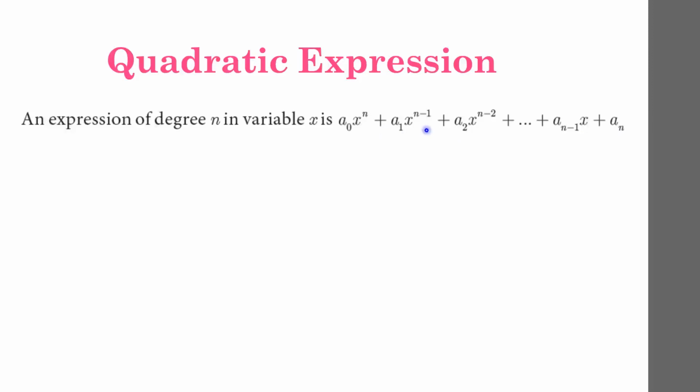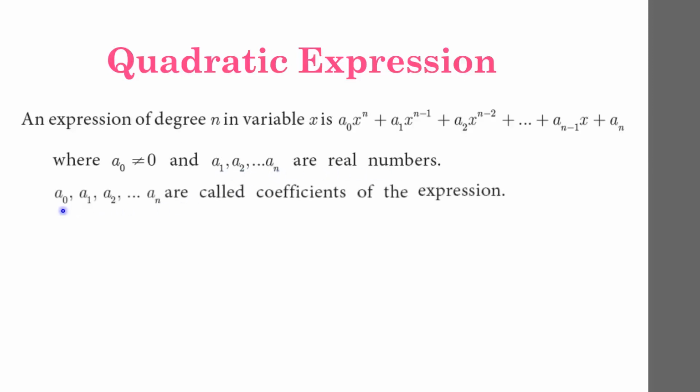It contains more than one term, joined by means of the addition sign, where a0 is not equal to 0. That is, if a0 is 0, it will become the degree n minus 1. So here the first term coefficient must be not equal to 0, and a1, a2 up to an are real numbers. And a0, a1, a2 up to an are called coefficients of the expression. Okay, these are called the coefficients, and they must be real numbers.